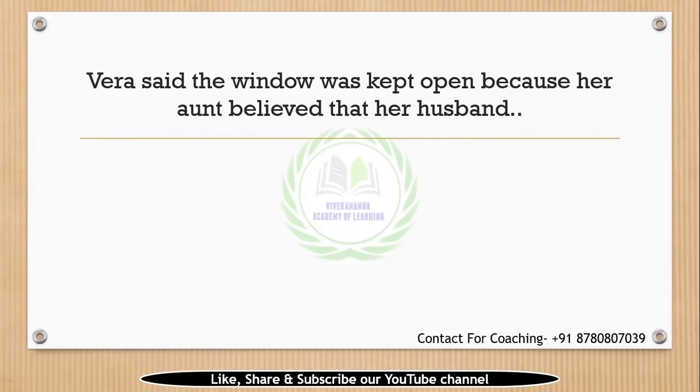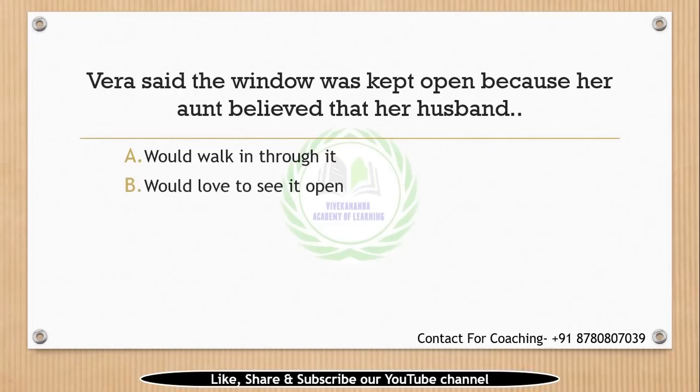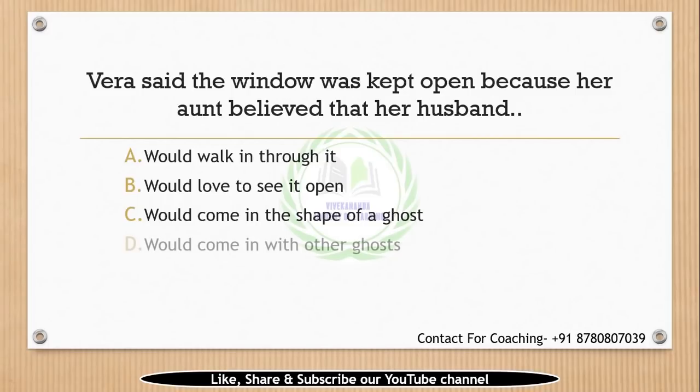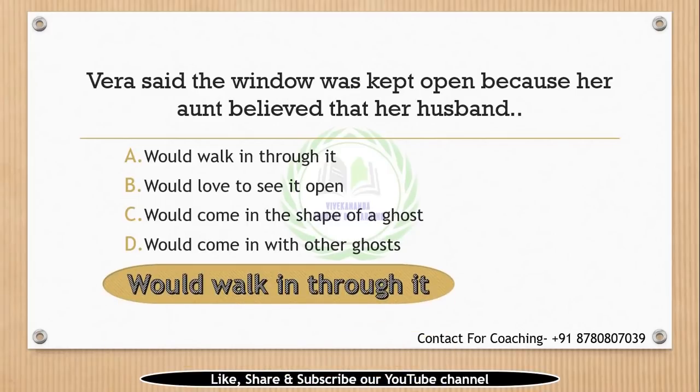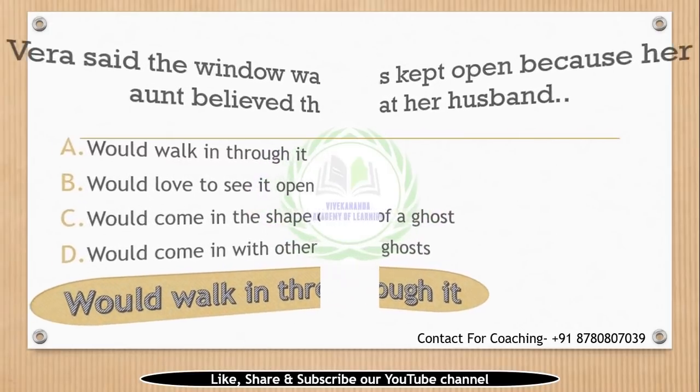Vera said the window was kept open because her aunt believed that her husband: options are A. Would walk in through it, B. Would love to see it open, C. Would come in the shape of a ghost, and D. Would come in with other ghosts. So the answer is A, would walk in through it. Next question.